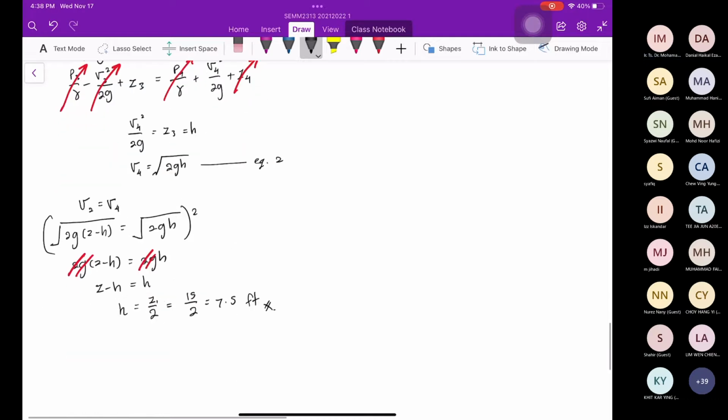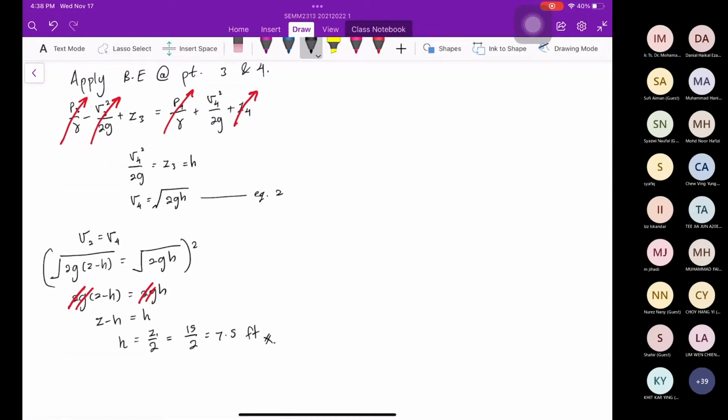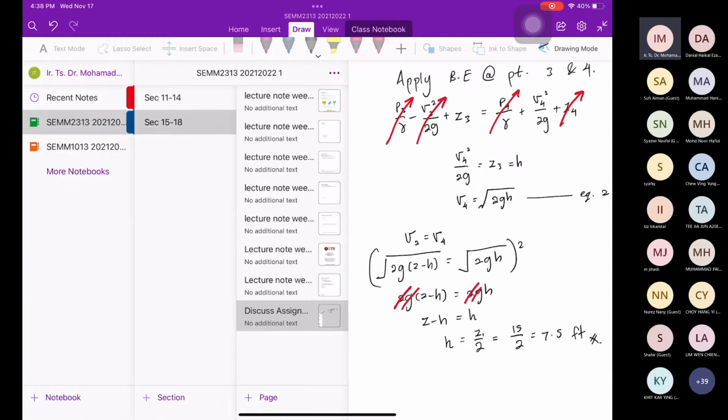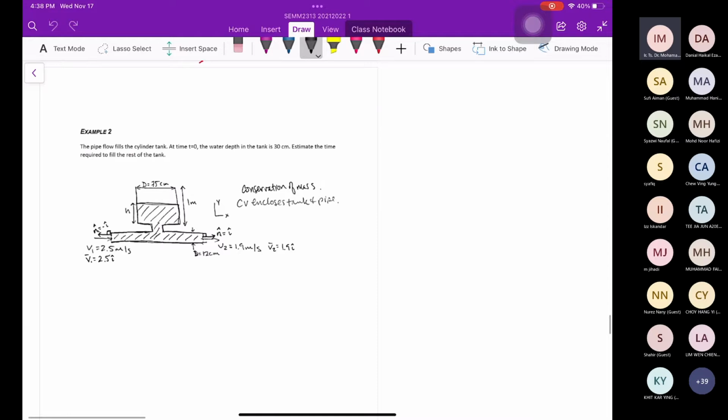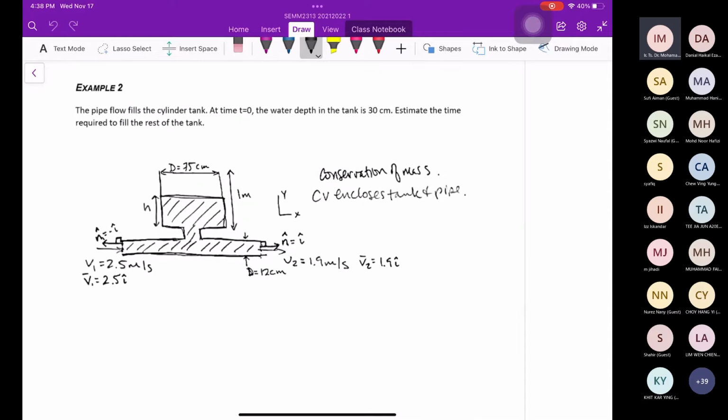Okay, let's proceed on the lecture, this one. Integral form. Do you still remember the integral form? The reason why we use integral form is because we want to convert from system to control volume, right? So in this chapter I'm going to cover example 2. The pipe flow fills the cylinder tank. That means it flows from left to right.